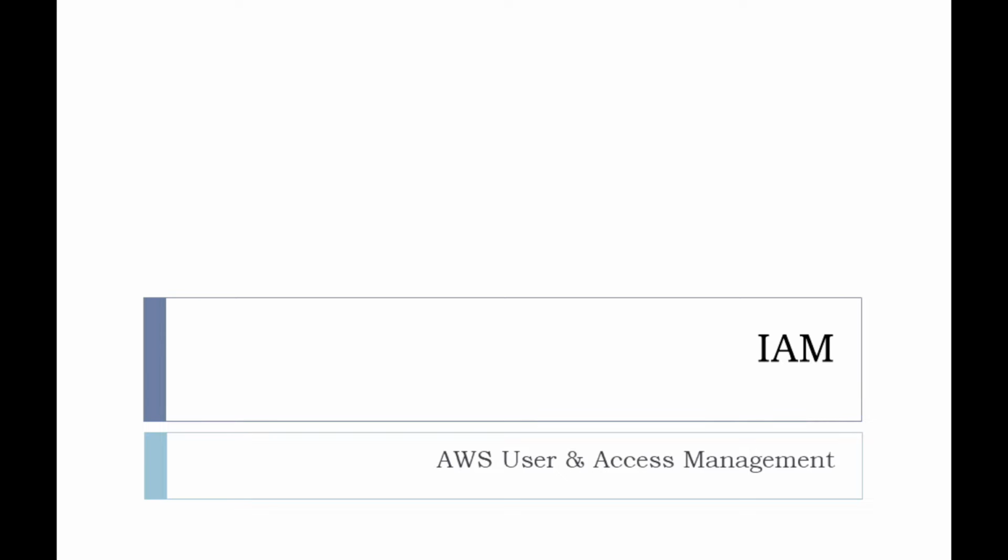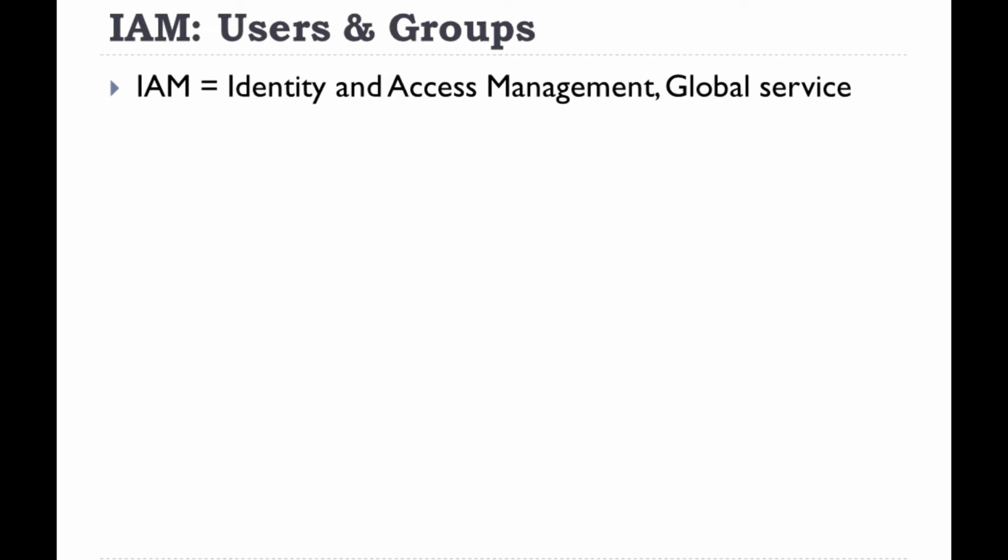Hi and welcome back. I hope you have seen the previous video of the AWS console overview. Now, from here, we are going to explore more on important AWS services. The first one is called IAM. IAM stands for Identity and Access Management. It is a global service, as we saw in the previous video.